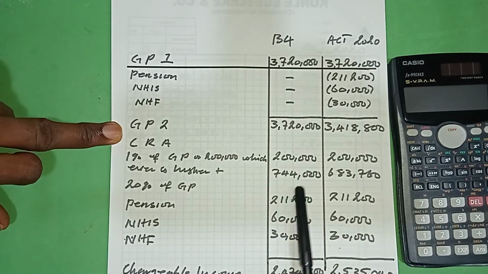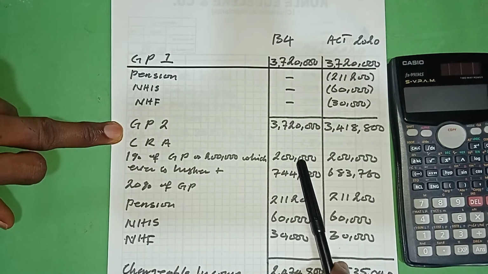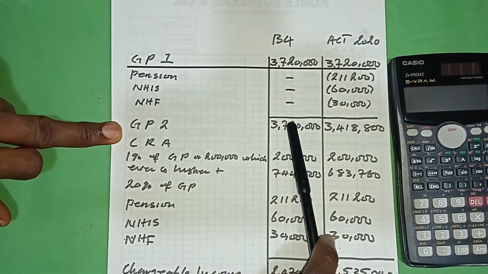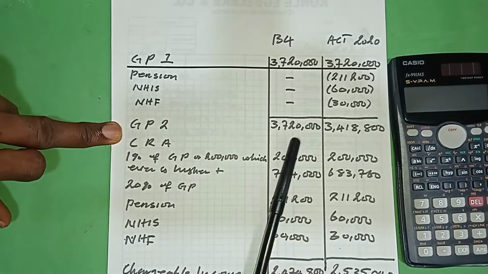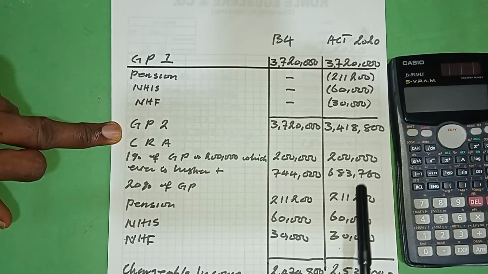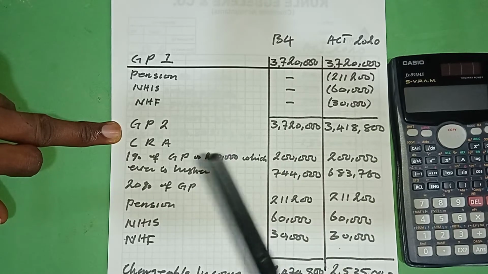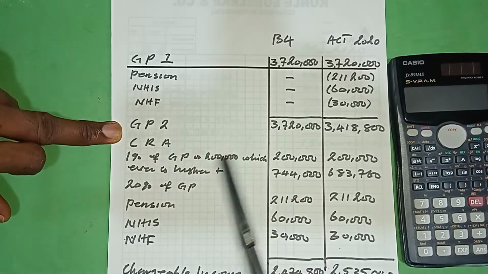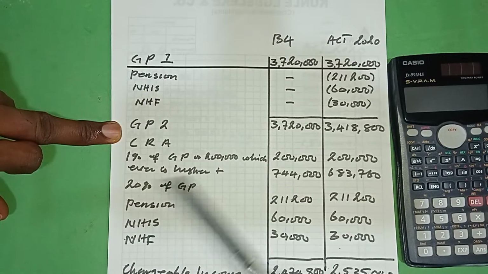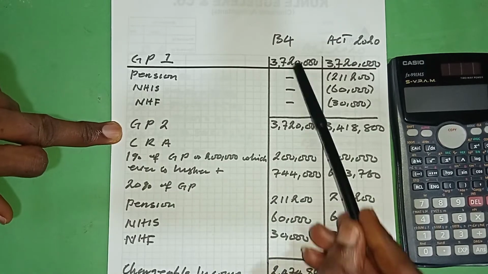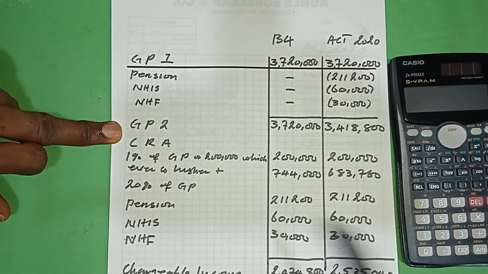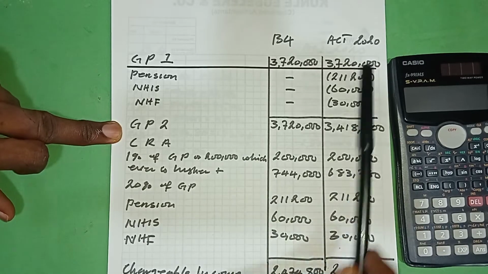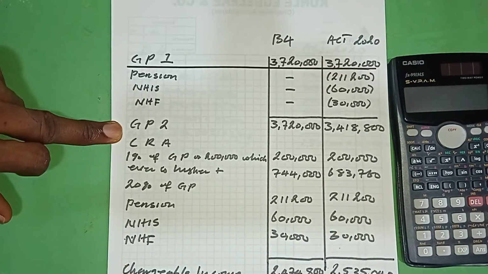That is to say, the CRA will be charged on this figure because nothing is here, so it is assumed it's still charging on this figure. But in the Finance Act, the CRA, Consolidated Relief Allowance, will be charged directly on your GP2 and not GP1. The previous one, before Finance Act, the CRA was charged on your GP1. But Finance Act says that your CRA will be charged on your what? GP2, not GP1. Are you getting it?